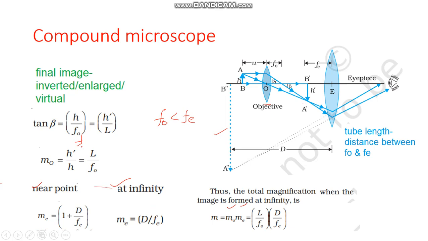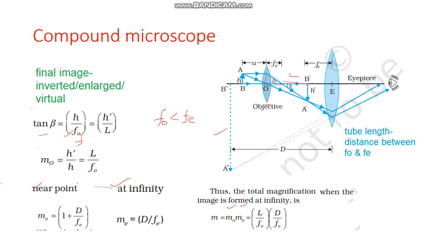So you have to basically find tan beta, and there are two angles here. If you want to find tan beta, in this triangle you get tan beta equal to h divided by fo. And in this triangle you also get beta, it is h dash by this dimension, which we call L, from this point to this point. So it is h dash by L.